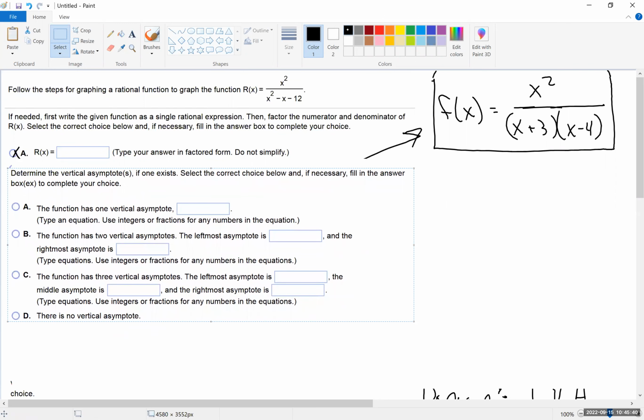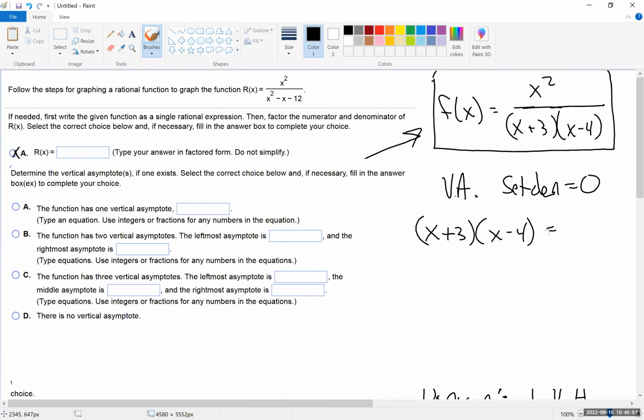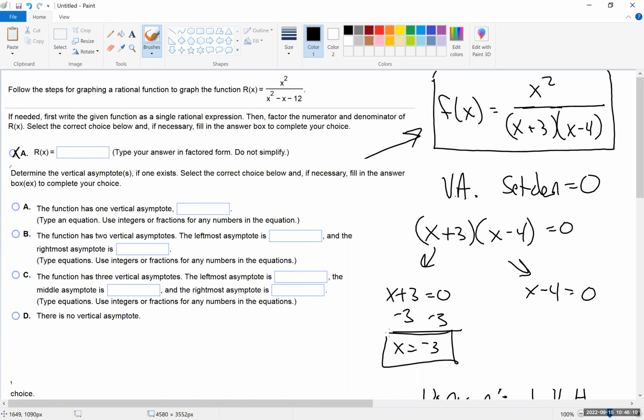Determine the vertical asymptotes. So we actually already determined the vertical asymptotes. To find the vertical asymptotes, we'll do it again because it doesn't take much time. To find the vertical asymptotes, you set the denominator equal to 0. So for us, it's going to be x plus 3 times x minus 4 is equal to 0. Then we split it up, either x plus 3 equals 0 or x minus 4 equals 0. Then we subtract 3, x is negative 3. That is a vertical asymptote. Add 4, x equals 4. That is a vertical asymptote.